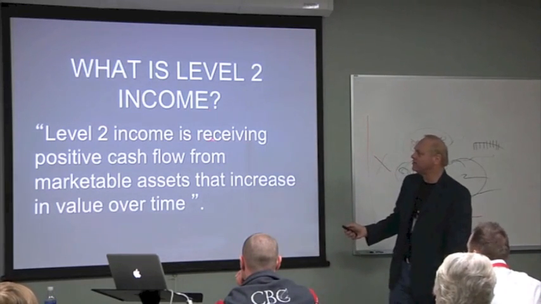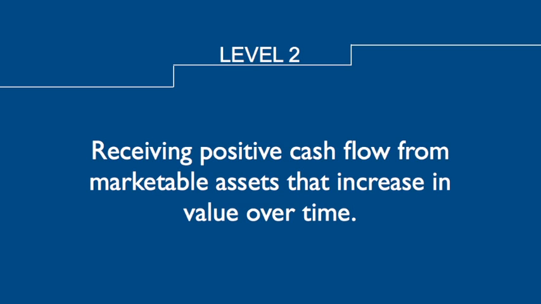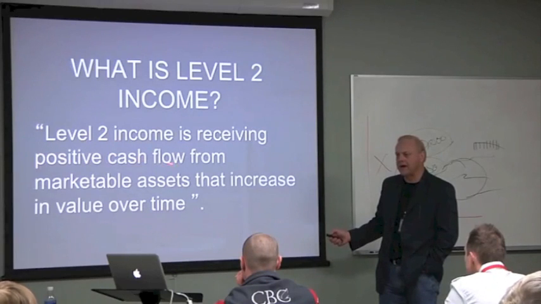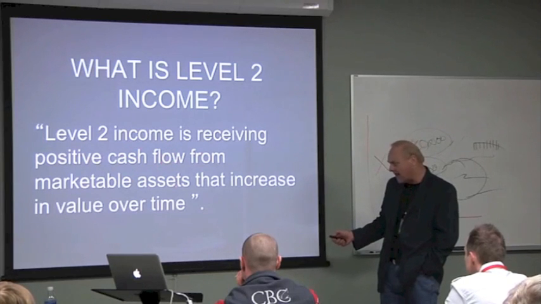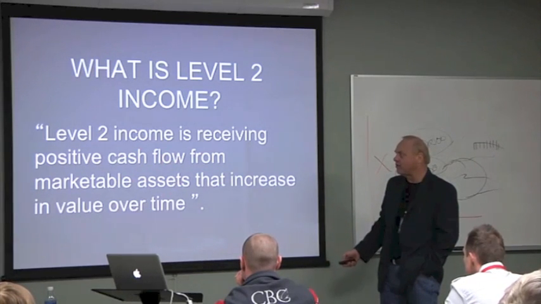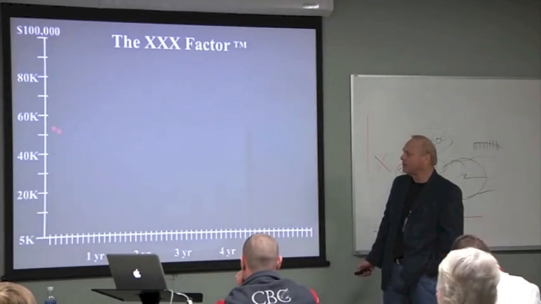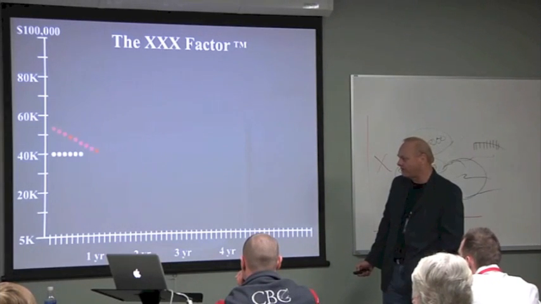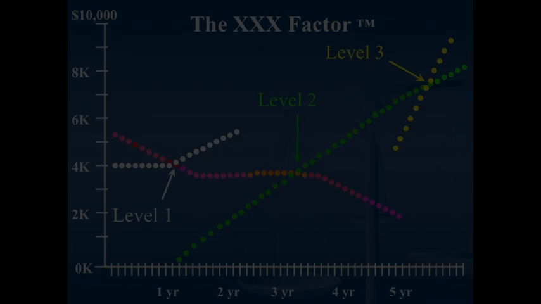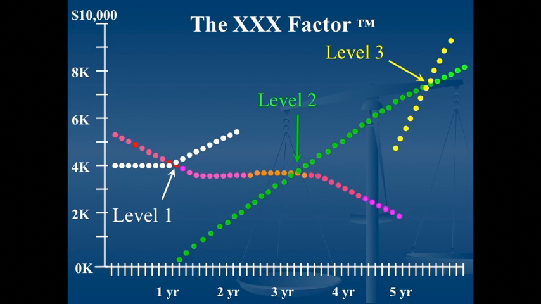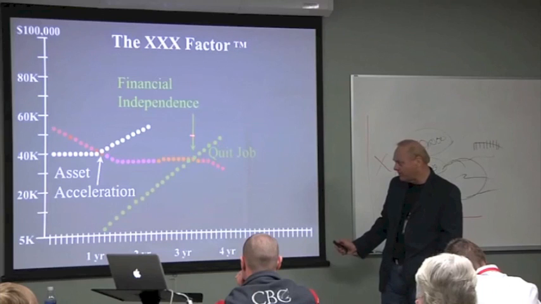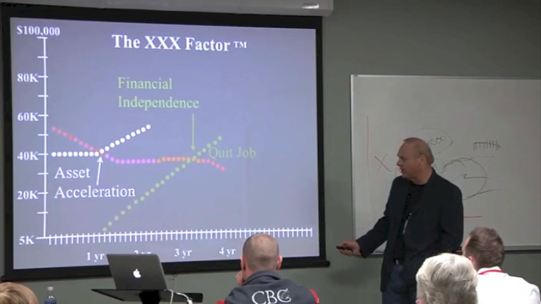So level two income is receiving positive cash flow from marketable assets that increase in value over time. When we look at the green line again that we see on the chart, and that comes up, that's what we're talking about for level two. This is level two, right here. Where the green line comes up, that's level two income.